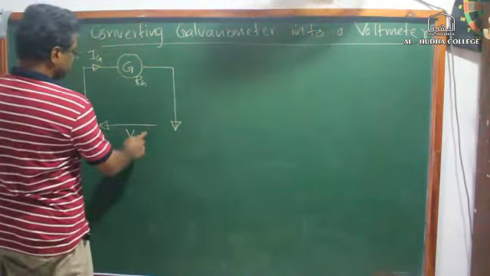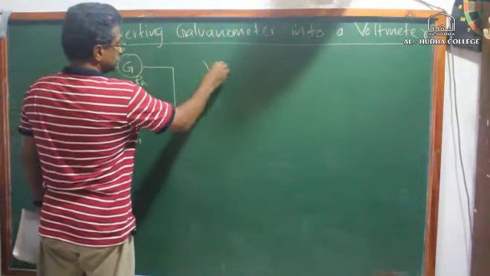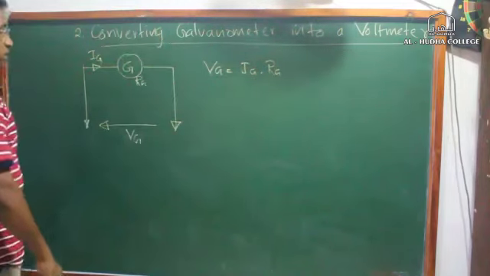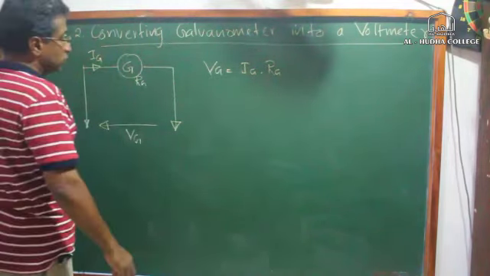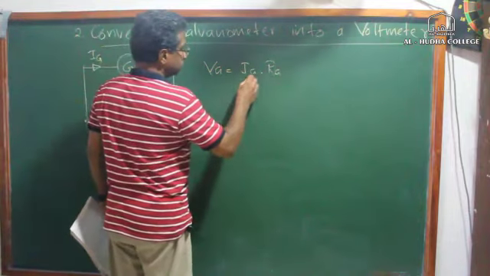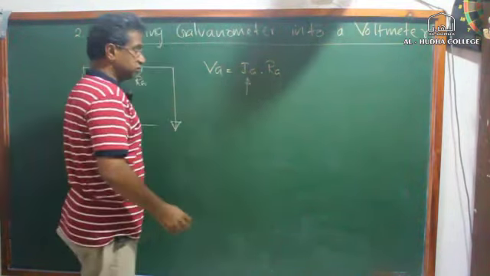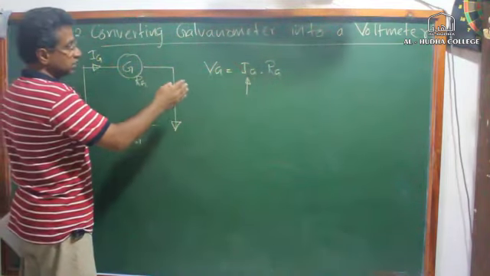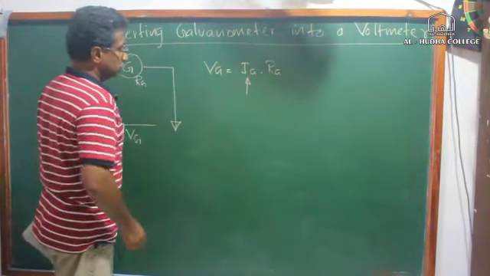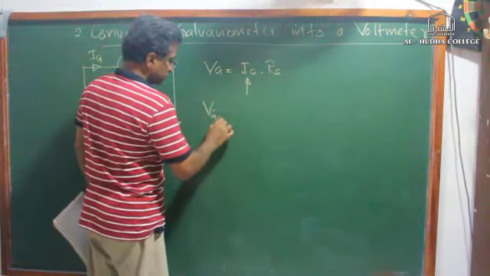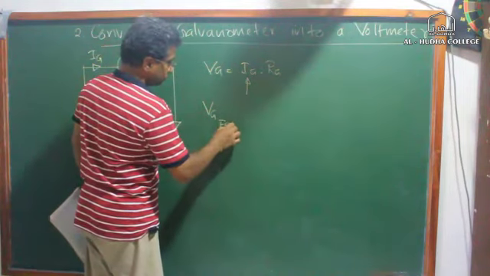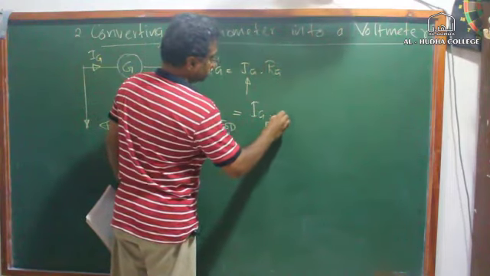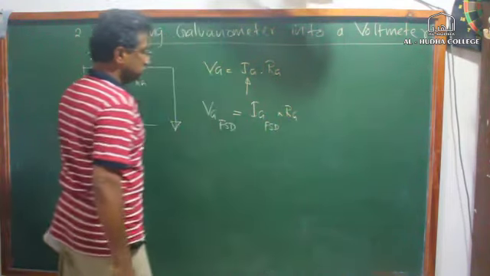If you write an equation for this, Vg equals Ig into Rg. When the full scale deflection current Ig is present, that is the full scale deflection for Vg also. So Vg max, that is Vg FSD, equals Ig FSD into Rg.